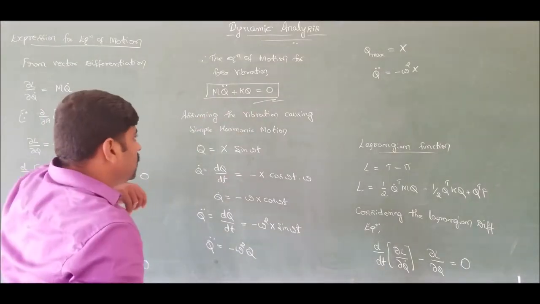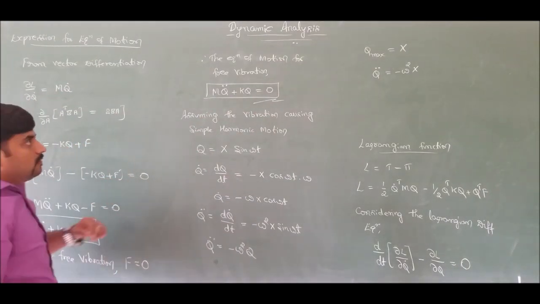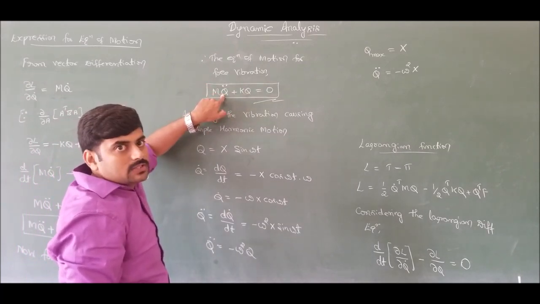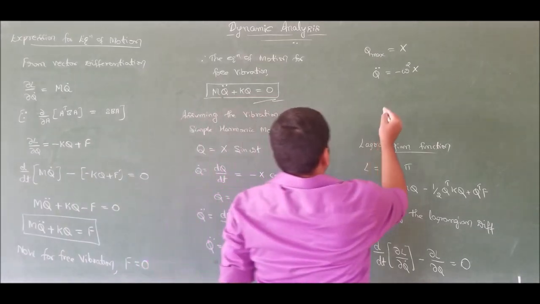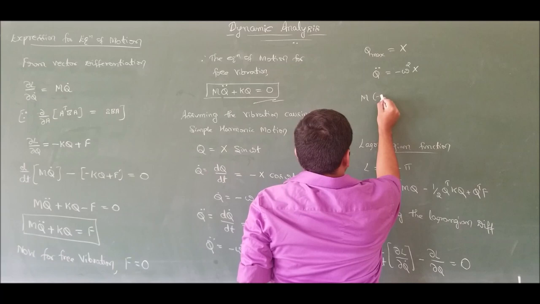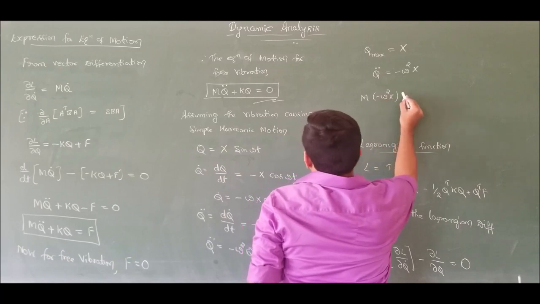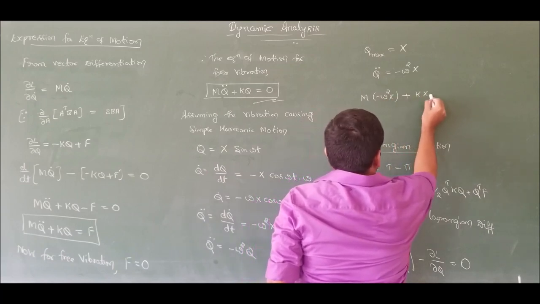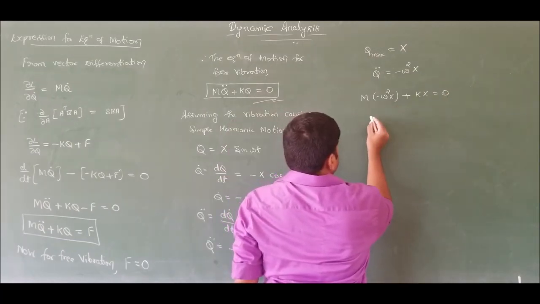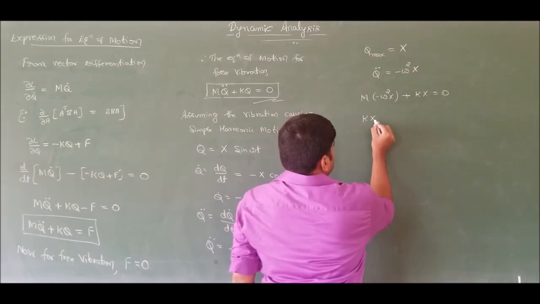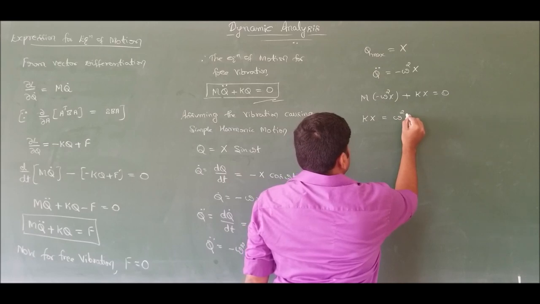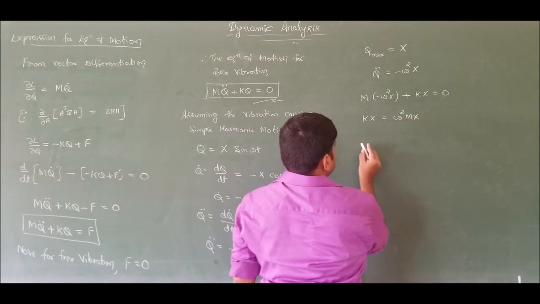So therefore, substituting the value of maximum displacement and the maximum acceleration in the equation of motion, the expression boils down to m times the maximum acceleration, minus omega square x, plus k times x is equal to 0. Simplifying this equation, I will get stiffness matrix times the amplitude of vibration will be equal to omega square m into x.